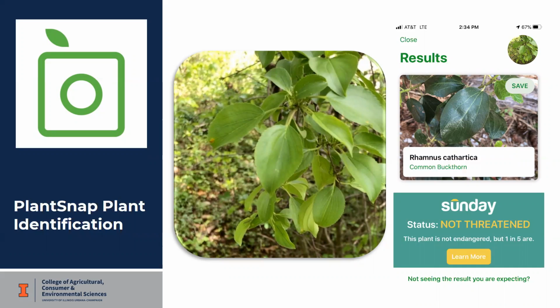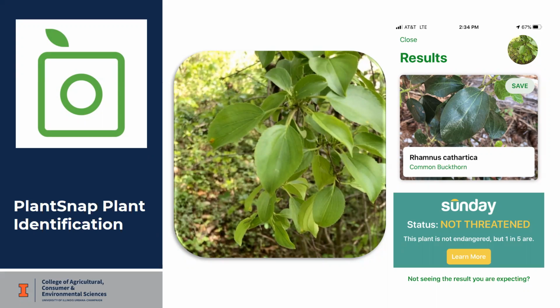Last thing I wanted to mention is a fairly new introduction within the last many years, and that's the use of artificial intelligence to identify plants. A lot of apps have started to pop up out there. I have a list of some that I'll share with the group. PlantSnap is one of the first that I was aware of and tried using.